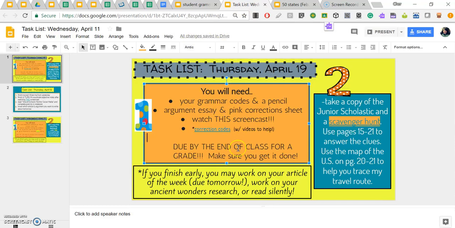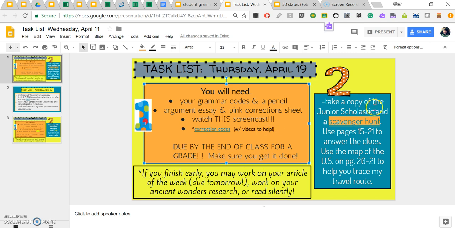Okay, after you've done that, you need to staple the pink grammar code or your correction sheet on top of your essay and turn it in. And that is due by the end of the period. Most of you did not have even 10 errors. And if you had more than 10, I want you just to do the very first 10. So if you had 13, just do the first 10. And that means that you should absolutely get this done before you leave class today.